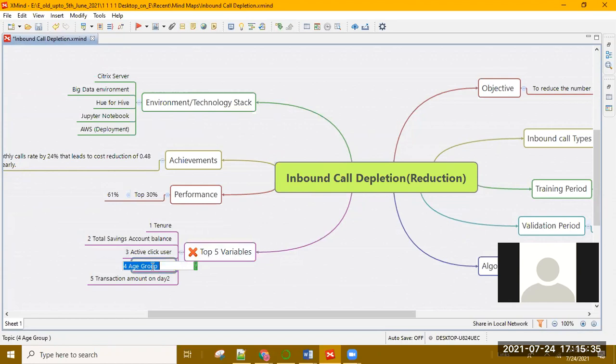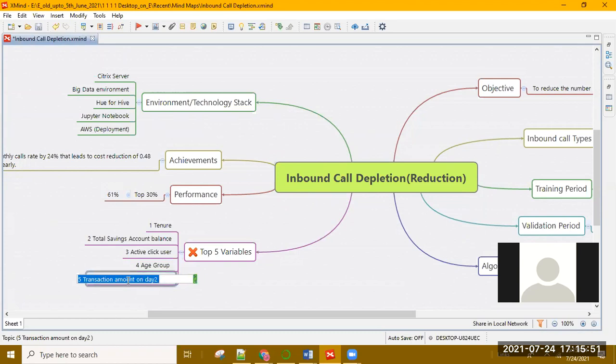Then age group. Age group means whether it is up to 20 years, or 20 to 30 years, or 30 to 40 years. We have 3 or 4 age groups, and in which group they are coming. So age group is another top variable.